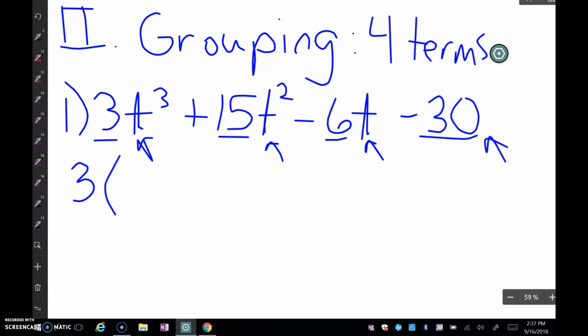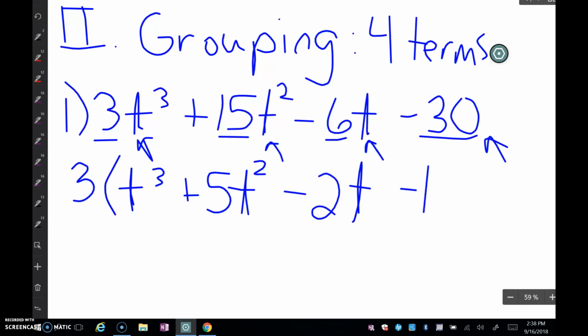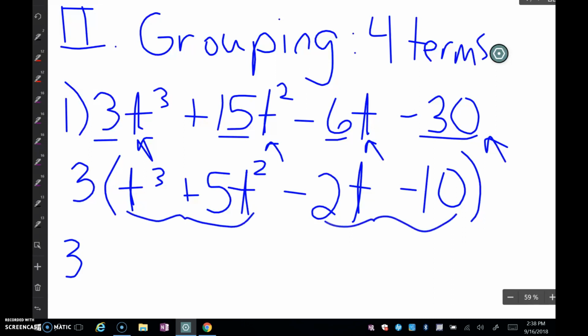If I factor a 3 out of all four of those terms, what I have left is t to the third plus 5t squared, because that'll make 15, minus 2t minus 10. I almost forgot to do that earlier, but that's what you always need to do first. Don't forget that. You always try to factor the GCF out. Okay, so we continue to carry that GCF, but now we're pairing off the first two and the last two and trying to factor a greatest common factor out of each pair.